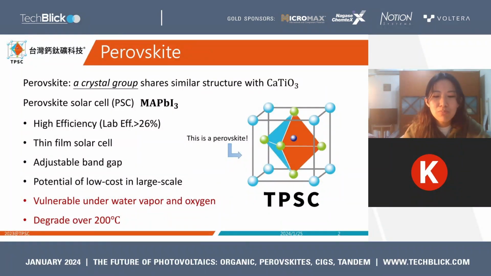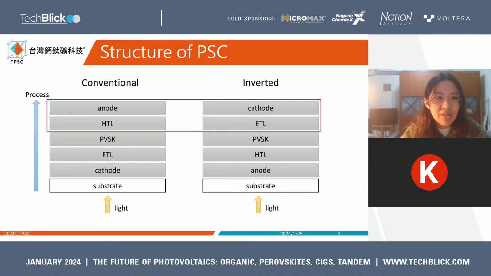Third, it's possible to save cost in the future because the manufacture process is quite cost effective compared to silicon solar cells. However, it has very big drawbacks. It can be damaged by water vapor, oxygen, and may degrade above 200 Celsius degrees. And this temperature also puts some limitations on manufacture processes for top layers. So, well, what are top layers?